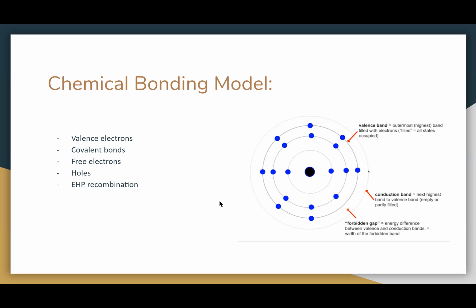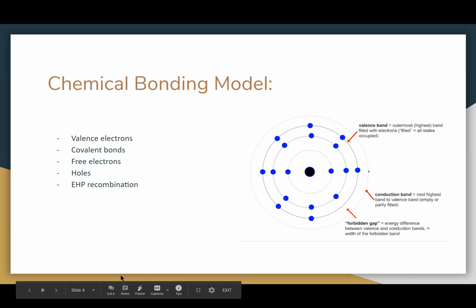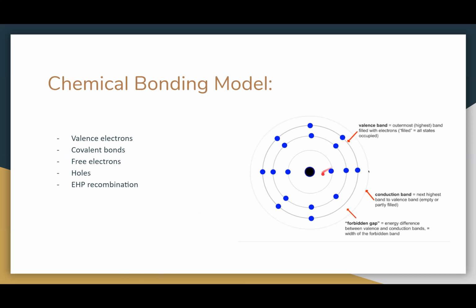So basically, in the chemical bonding model, we got to start off with the foundation. So we have an atom. The atom has a nucleus and shells of electrons orbiting around that nucleus. As you can see, the outermost band would be considered the valence band. So the number of valence electrons dictates the atom's tendency for chemical reactions.